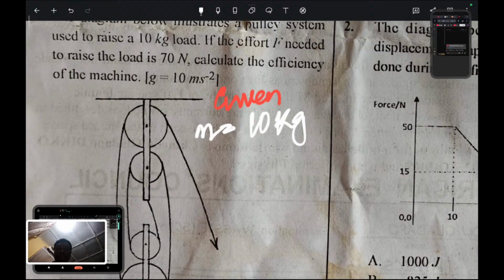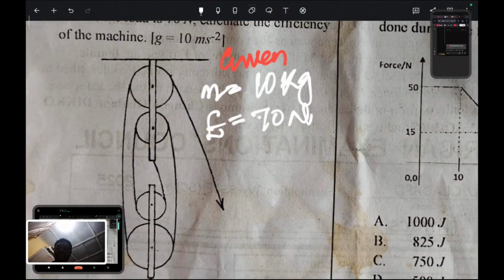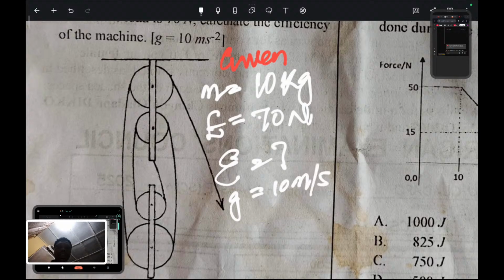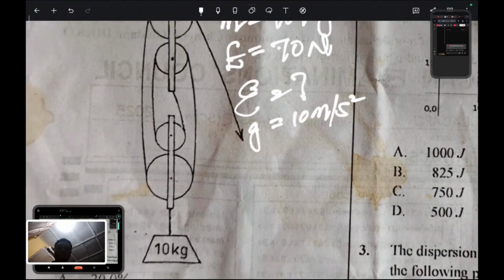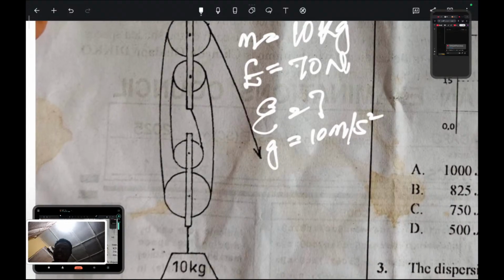Then, the effort, the effort here is the force applied. So the force applied, which is effort, we're going to use E to represent 70 Newton. The effort needed to raise the load is 70 Newton. Calculate the efficiency of the machine. So we are looking for efficiency, which is unknown. Then we are given g to be 10 meters per second squared.